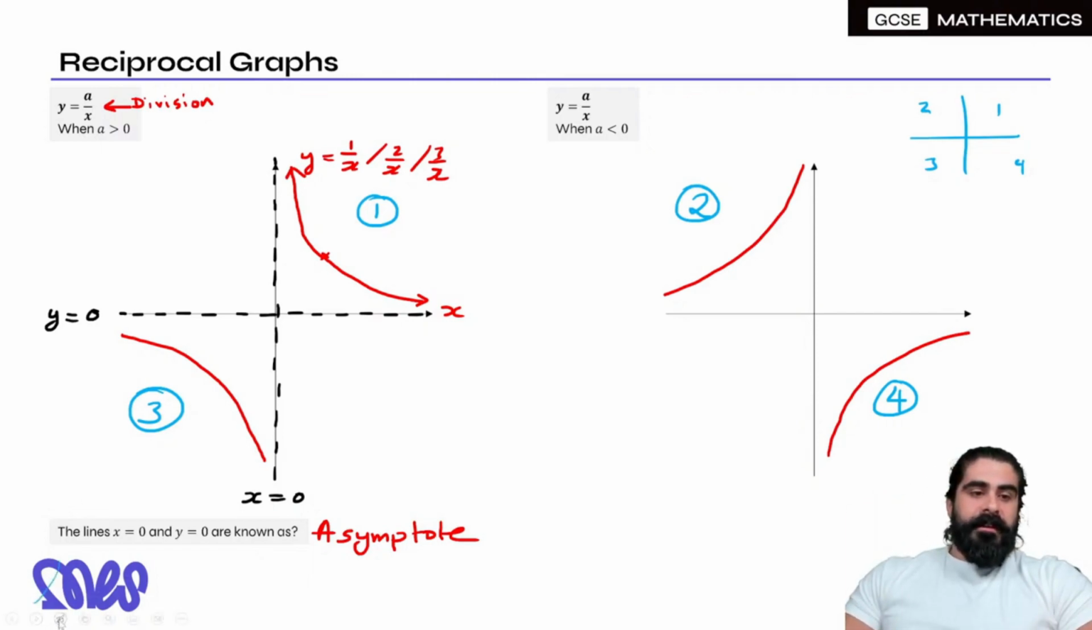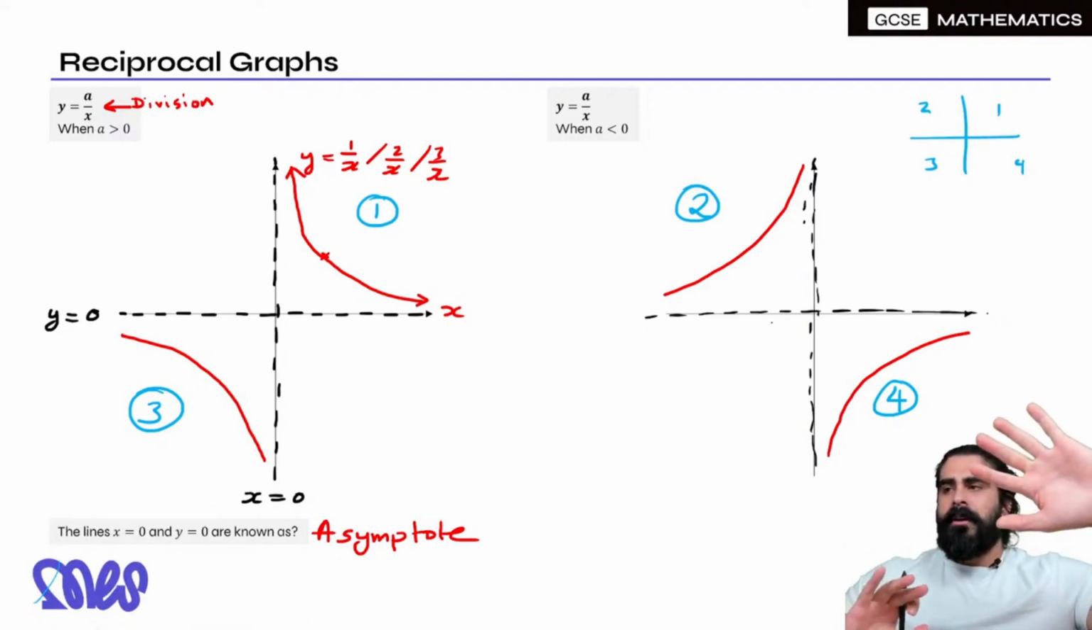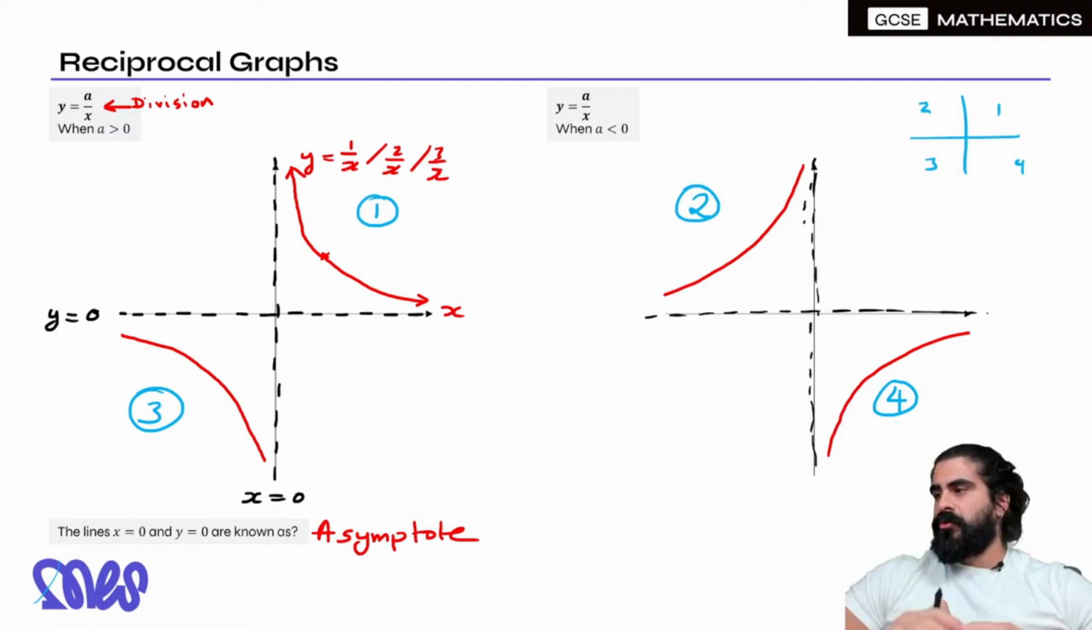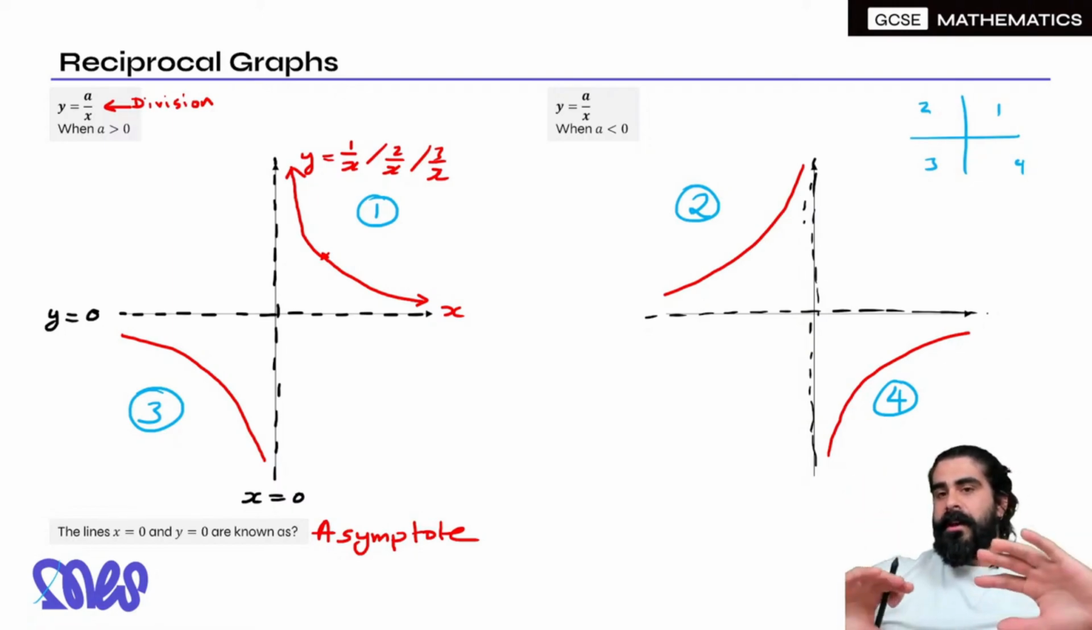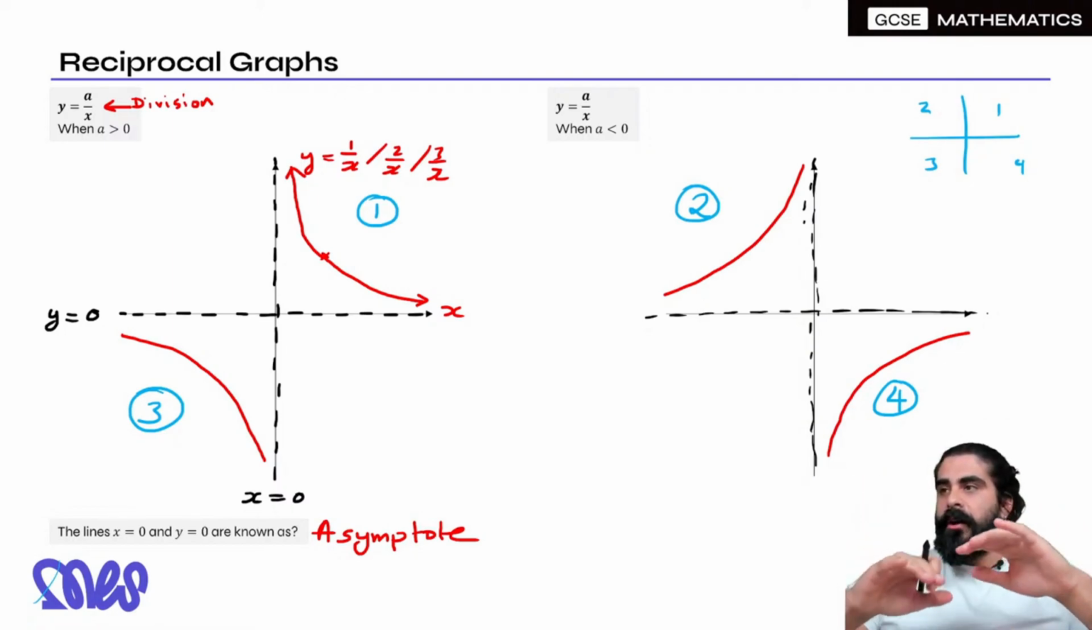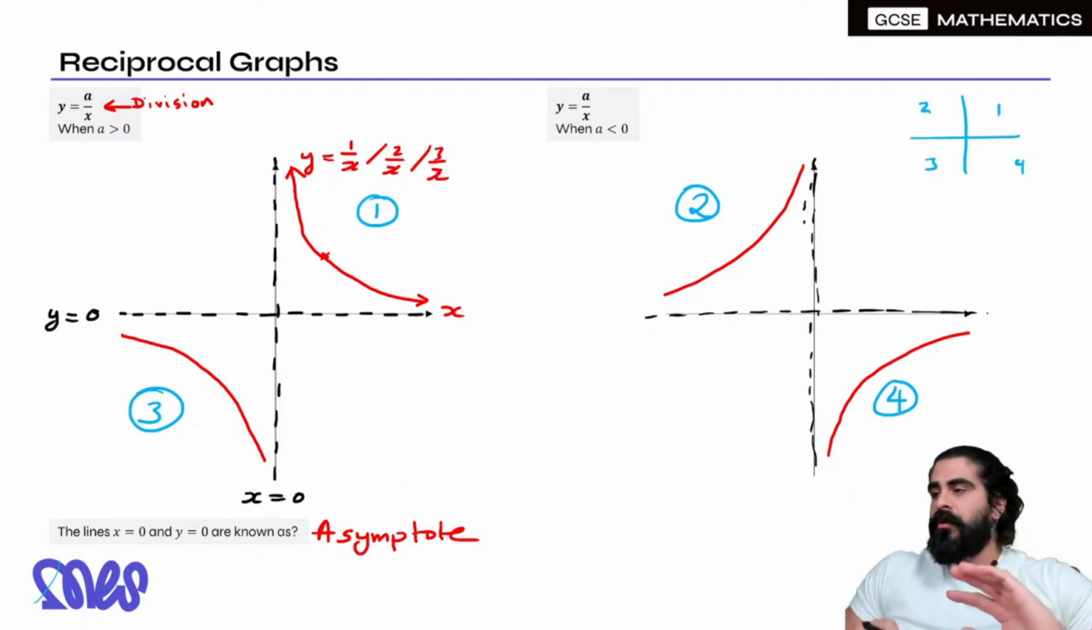And with the negative one, the asymptotes are still the same. It's all the same, just remember which quadrants. They're always in opposite quadrants. If you ever see a graph where they're both in like 1 and 2, that would not be a reciprocal graph. That could be 1 over x squared, but you don't need to worry about that.